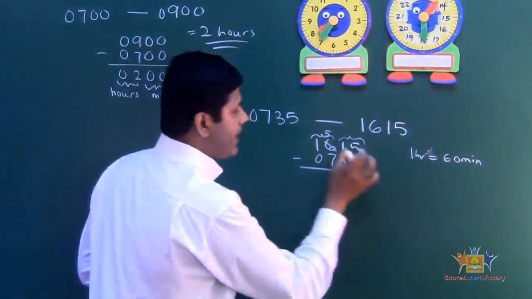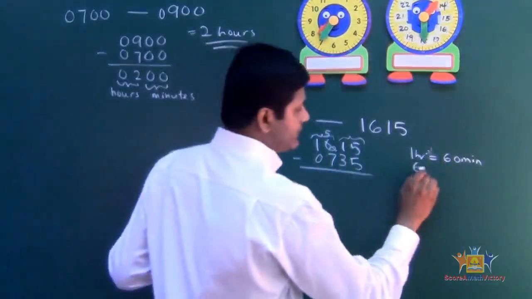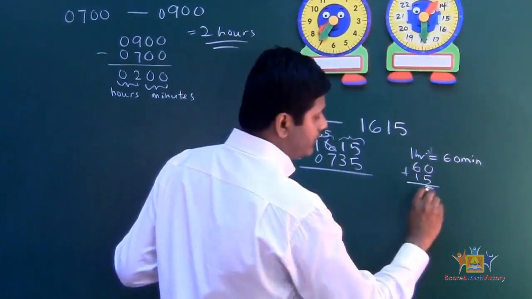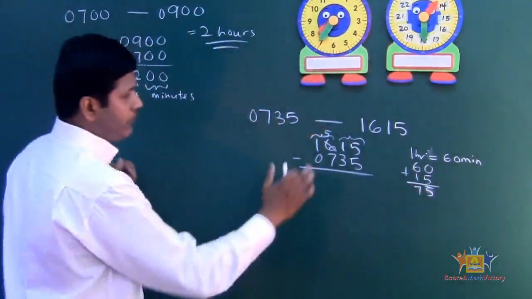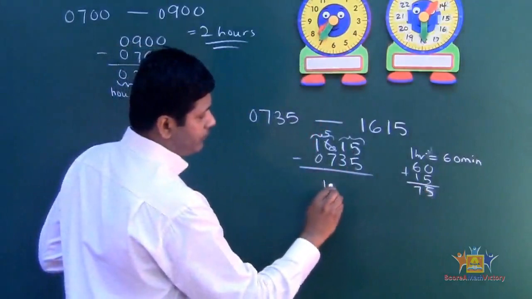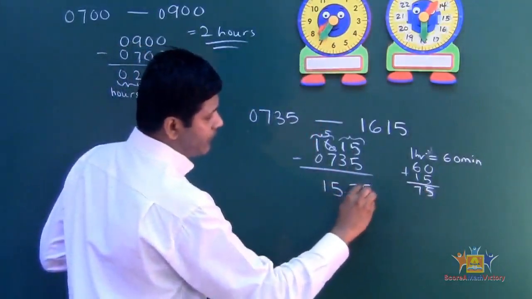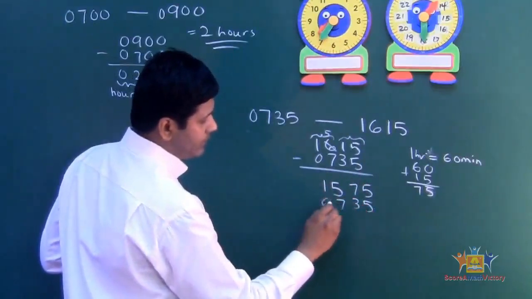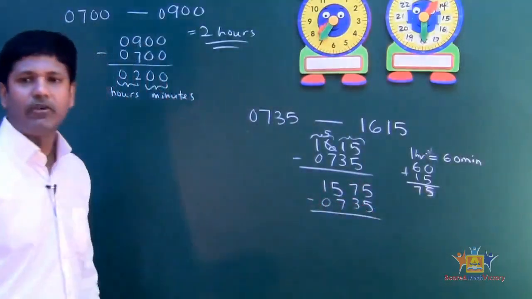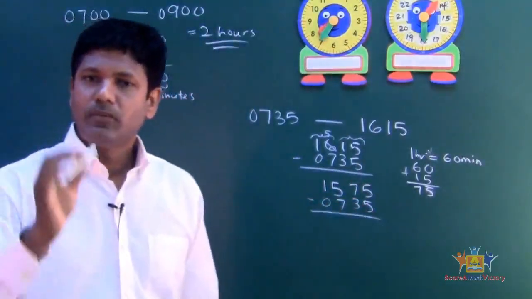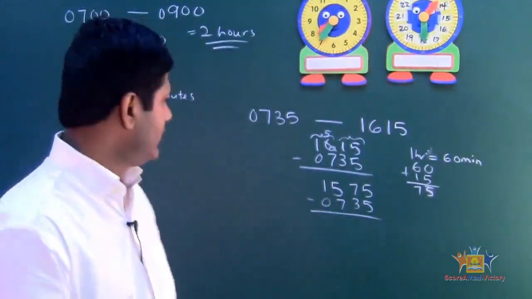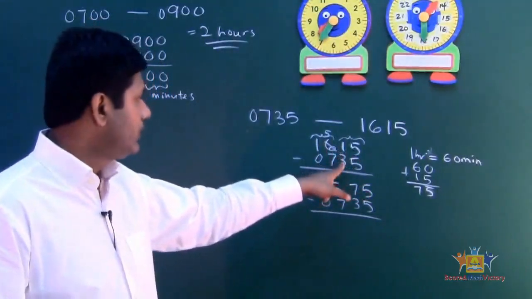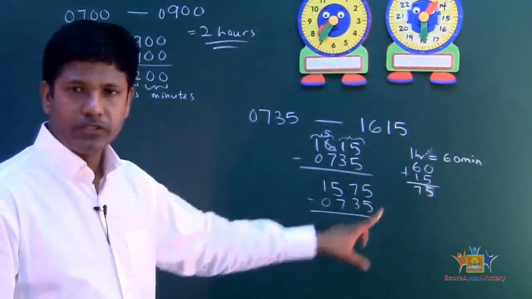Now I take the 60 minutes and add it to the 15. So 60 plus 15 gives me 75. I'm going to rewrite this again. I'm going to put 75 and line it up with 5 hours 35. Now I can subtract. That's the one you've got to pay attention to. When there's not enough to subtract and you have to borrow, you have to make sure of the conversion.